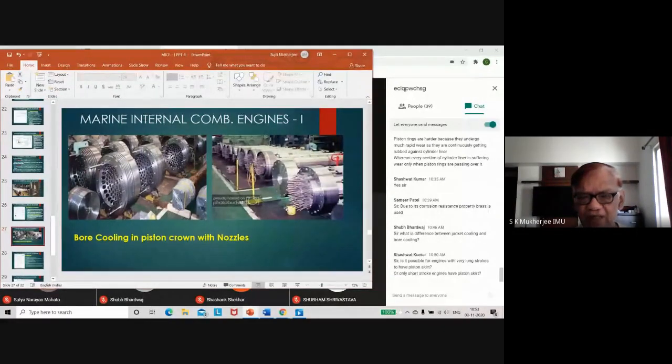How is it removed? You see, this is the piston rod. On the piston rod, you have multiple nozzles. The water which is coming through the piston rod is ultimately injected out from the piston rod, and each nozzle is directed into each hole that you see here. So the water is directly injected into the bores to extract the maximum heat.